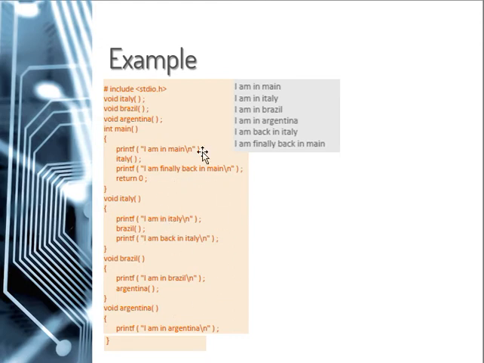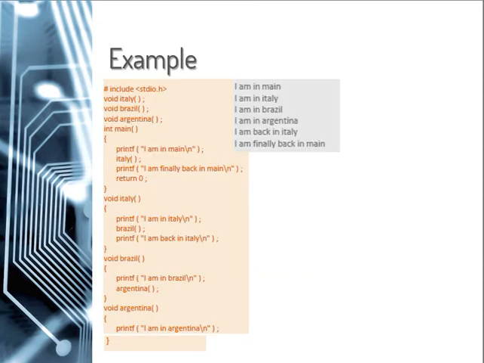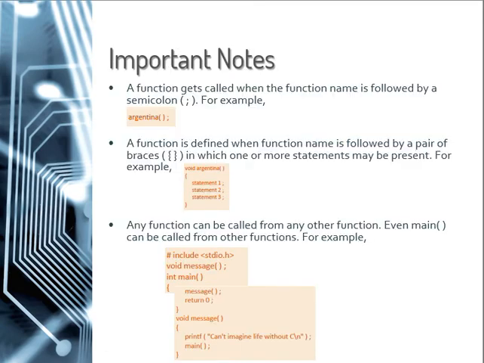That is for this example. So, keep that in mind. These are the important notes that you should remember, given the example earlier. A function gets called when the function name is followed by a semicolon. Okay, so this is a way of calling your function. If, for example, there is no semicolon, it is not part of your statement, so the function is not called. A function is defined when a function name is followed by a pair of braces. So, you must use a block with curly braces. The content of your function goes inside its block.